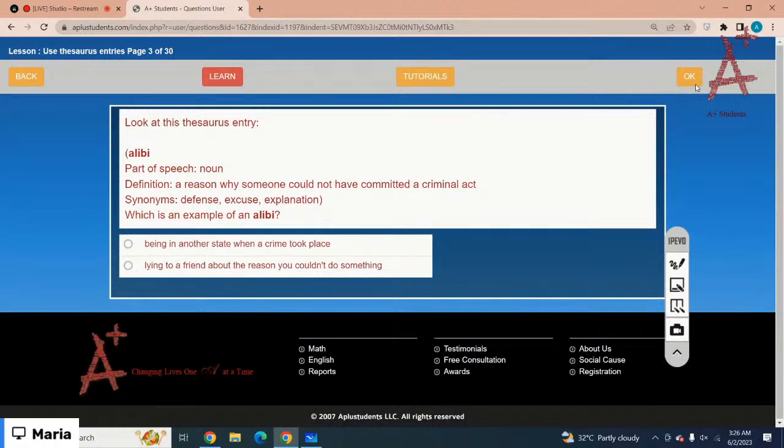Alibi is the reason of the crime. Synonyms are defense, excuse, explanation. Which is an example of an alibi? Which is the correct option? Being in another state when a crime took place, or lying to a friend about the reason you couldn't do something. Which is the correct option? That would be option number one, being in another state when a crime took place.